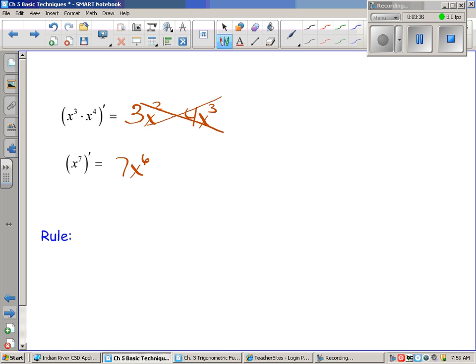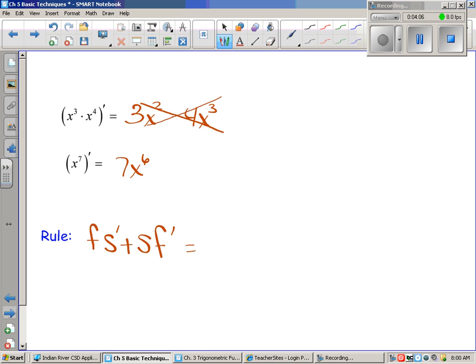So the rule actually is quite different from what you're used to seeing. It isn't just taking the derivative of each of them separately. So how do we do this? How do we do the lovely product rule, as we call it? So here's the rule, okay? It is the first times the derivative of the second plus the second times the derivative of the first.